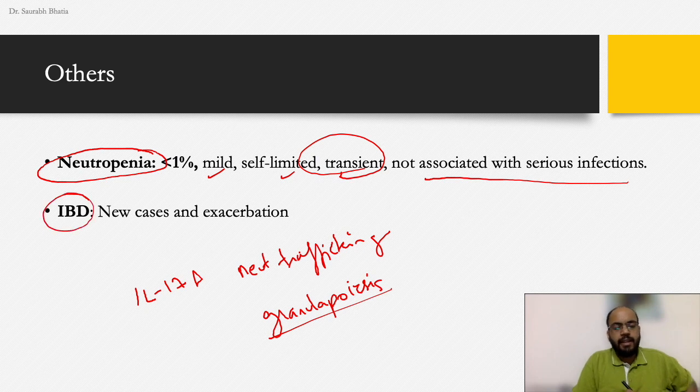IBD. In inflammatory bowel disease, it has been found that new cases of IBD develop when we are giving secukinumab, or if there is a history of IBD, it gets exacerbated. So that is why, now you remember why Crohn's disease or ulcerative colitis were found to be a contraindication while we were discussing the contraindications for secukinumab.